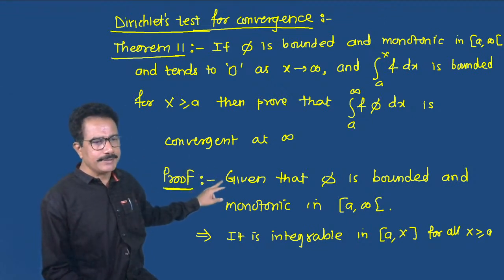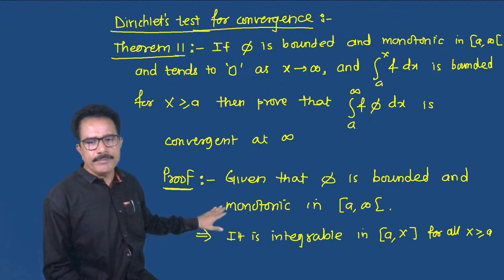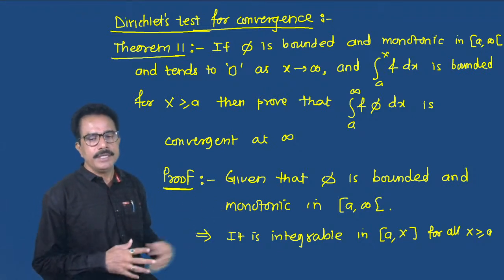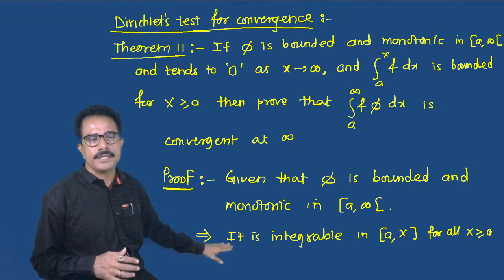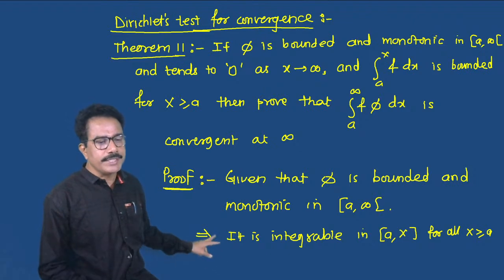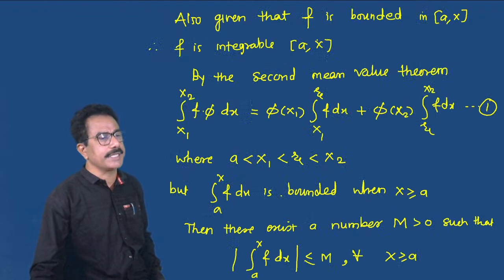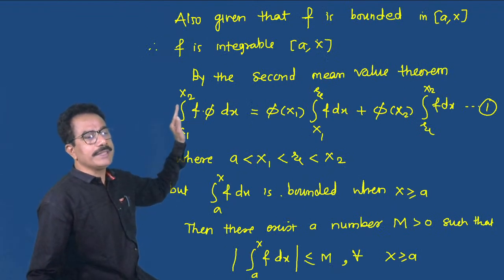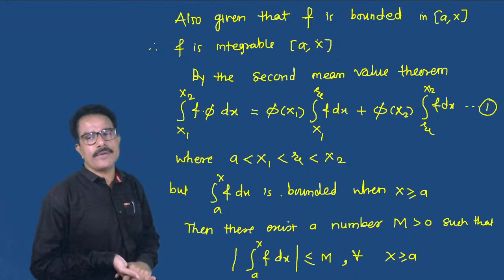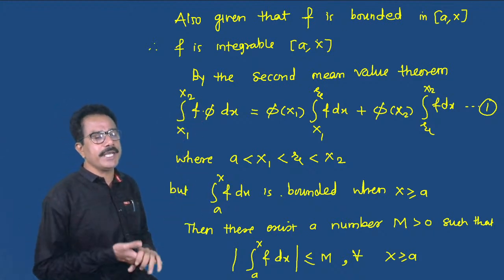Actually, given that phi is bounded and monotonic in the semi-closed interval [a, infinity), this implies that if a function is bounded and monotonic, then it is integrable. So, it is integrable in [a, x] for all x greater than a. Also, given that f is bounded in the closed interval [a, x], f is integrable in [a, x].